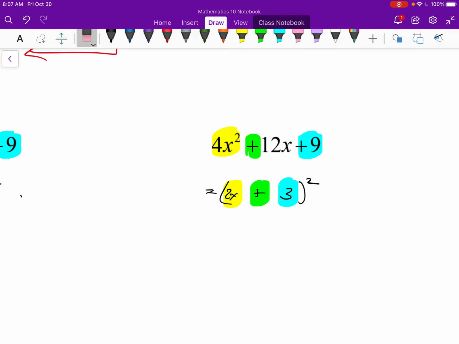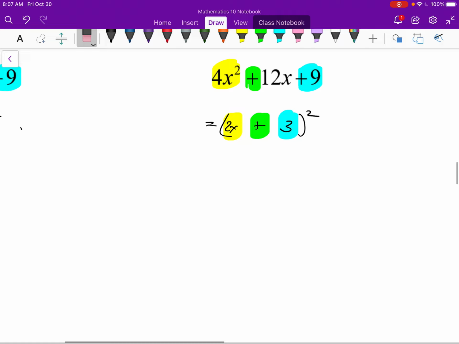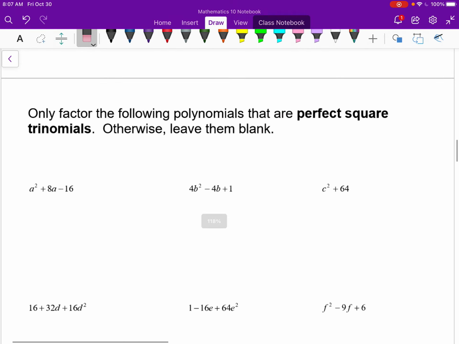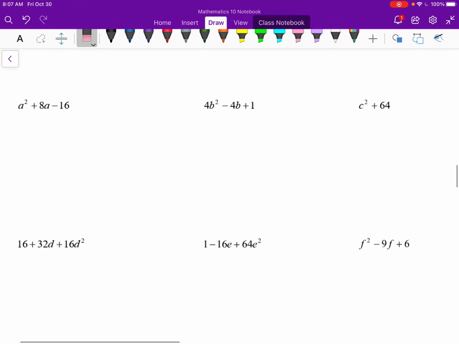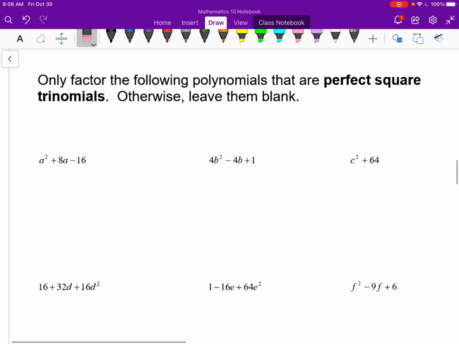But the final problem now is looking at how to tell if something is a perfect square or not. All right, so I have here 9 different polynomials. And as it says up here, I only want to factor the polynomials that are perfect squares. If they're not, I'm just not going to do anything with them. So all this is about determining if these are perfect squares or not. Probably the hardest part of this lesson.